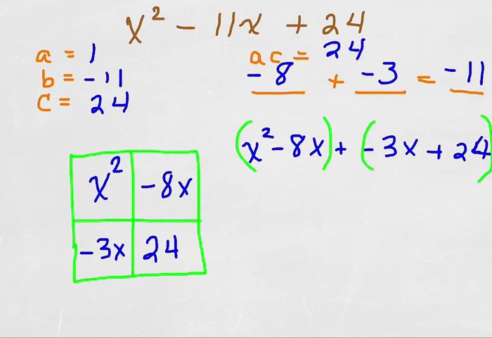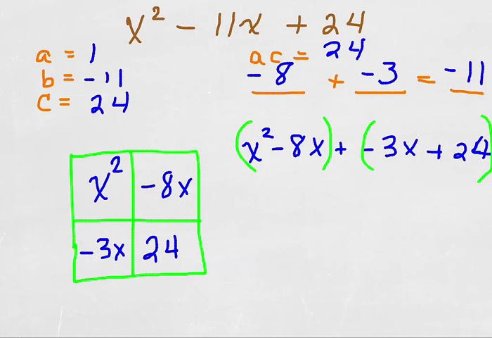Now, what I'm about to do is basically the same thing. I'm going to be taking the GCF of a binomial in both the box and in the grouping method. And that's why I say that this is distributive property in reverse.